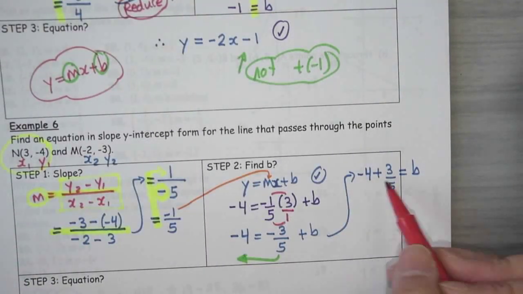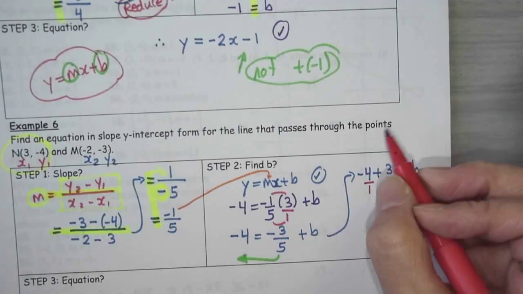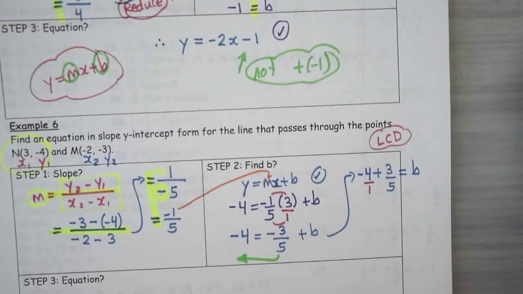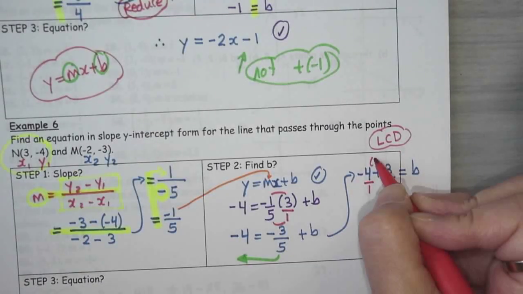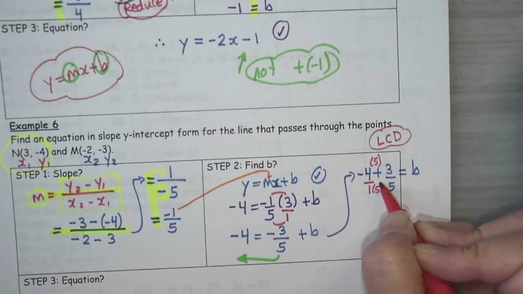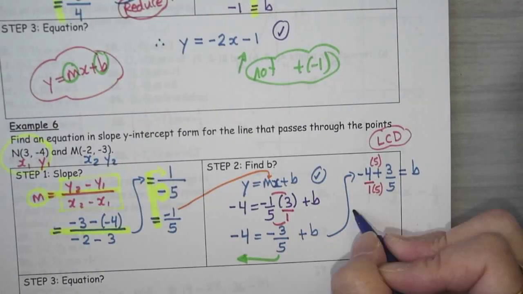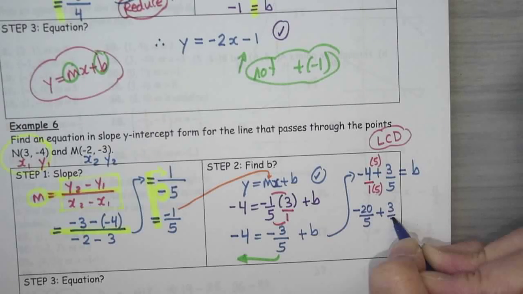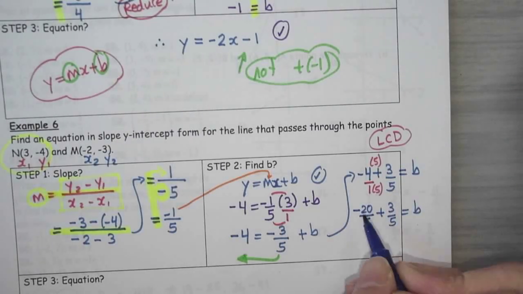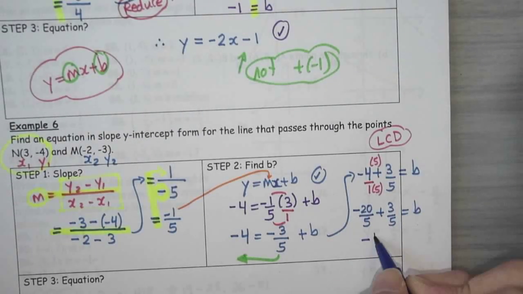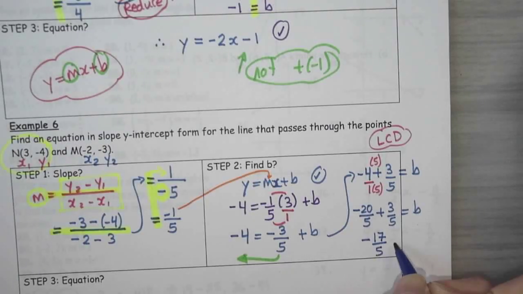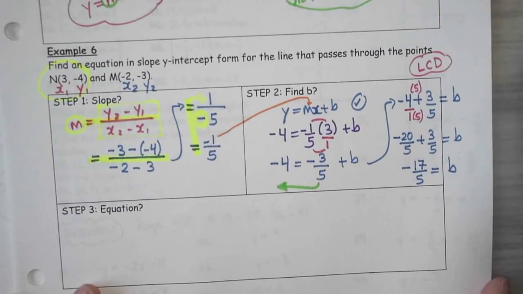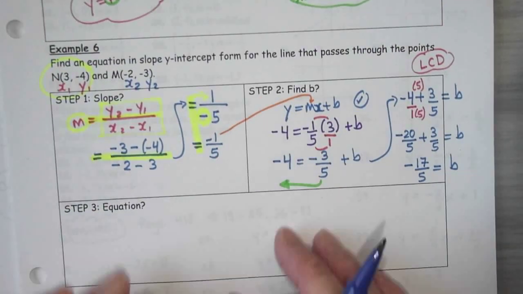Again, if we have fractions and whole numbers mixed up, I put it over 1. And now I need lowest common denominator. So this will be 5, 5, and we're going to get negative 20 over 5 plus 3 over 5 equals b. Add those two, it'll be negative 17 over 5. Sorry, that's a little fast. This is fractions. You can slow it down on the side if you need to. And we're done. Oh, no, we're not done.